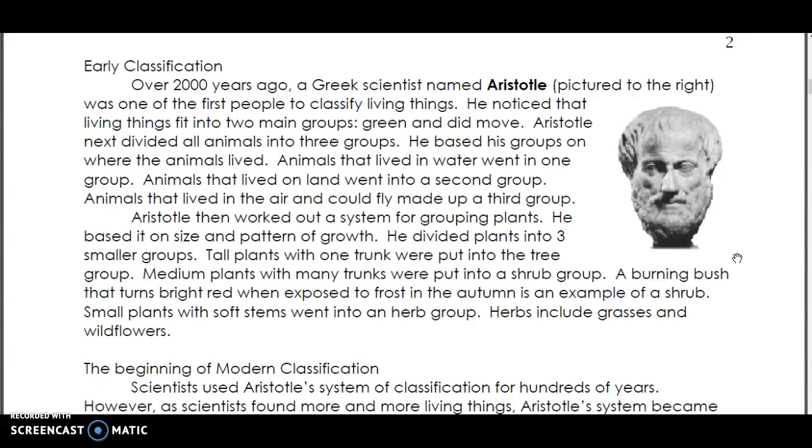Aristotle then worked out a system for grouping plants. He based it on size and pattern of growth. He divided plants into 3 smaller groups. Tall plants with one trunk were put into tree groups. Medium plants with many trunks were put into a shrub group. A burning bush that turns bright red when exposed to frost in the autumn is an example of a shrub. Small plants with soft stems went into an herb group. Herbs include grasses and wildflowers.